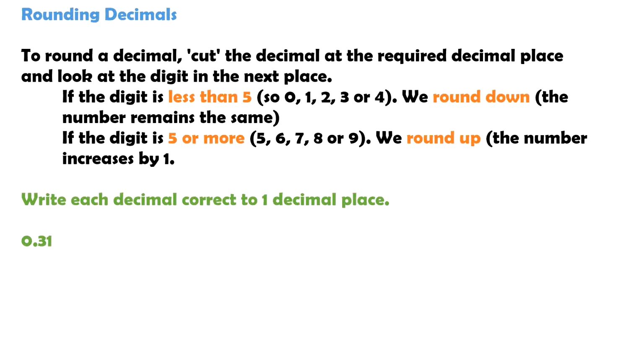In this video, we're focusing on rounding decimals. So to round a decimal, we cut the decimal at a required decimal place. Usually we're given that. And we look at the digit in the next place. Now, if that digit is less than 5, that means 0, 1, 2, 3, or 4, we say we round down. When in reality, that just means that the number we're focusing on remains the same.